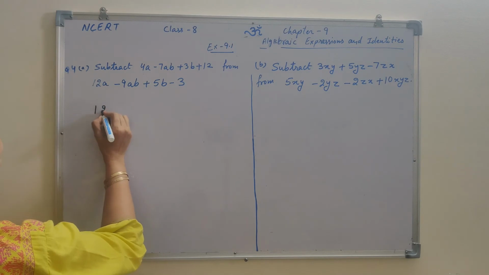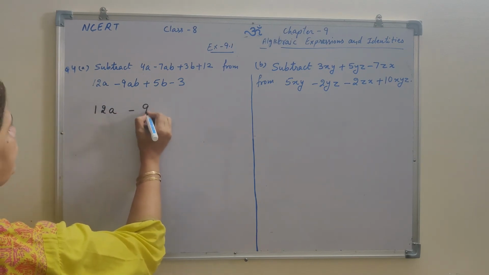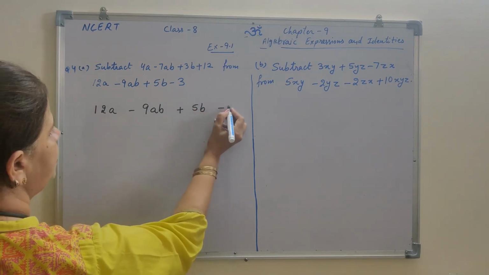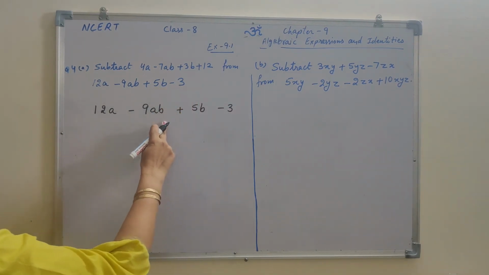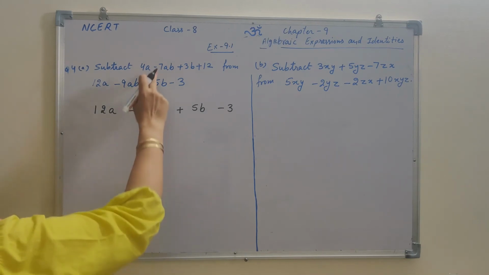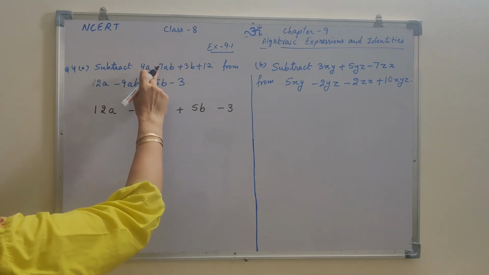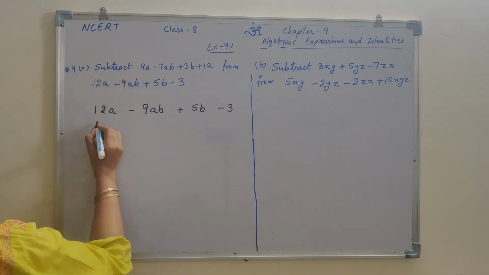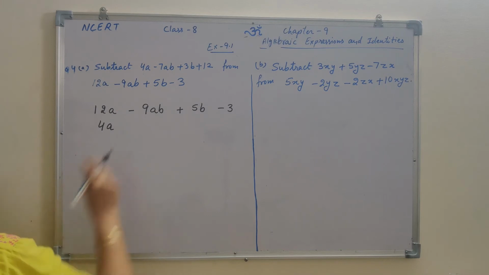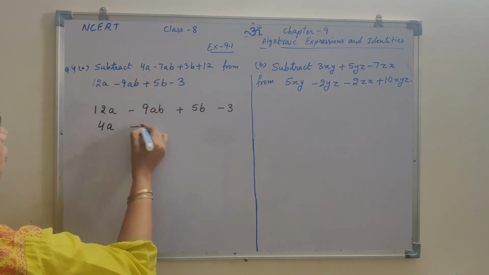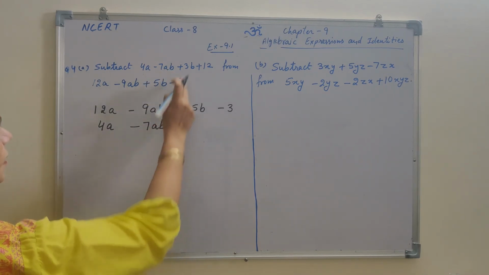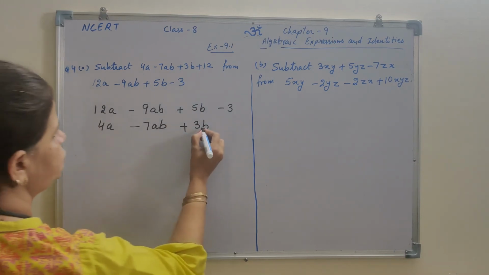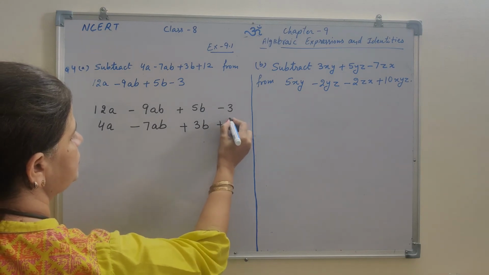So we have 12a minus 9ab plus 5b minus 3. This expression will come first. And below this I am writing the other expression: 4a will come below 12a, minus 7ab below ab, plus 3b below 5b, and plus 12 below the constant minus 3.